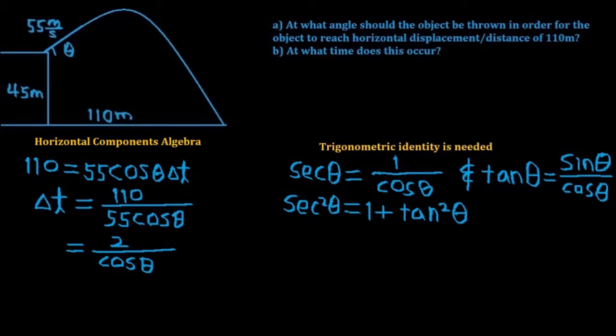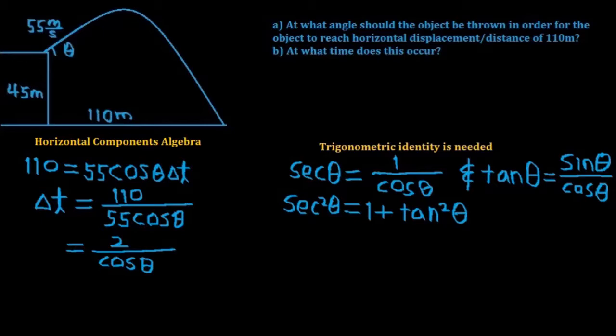Okay, so now here you have to consider the trigonometry identity, and there's going to be an identity involved that ties the secant with the tangent. As you can see, secant is 1 over cos, and tangent is sine over cos, and secant squared equals 1 plus tan squared. So that's the identity that you mainly have to understand and look out for as you're doing this particular problem.